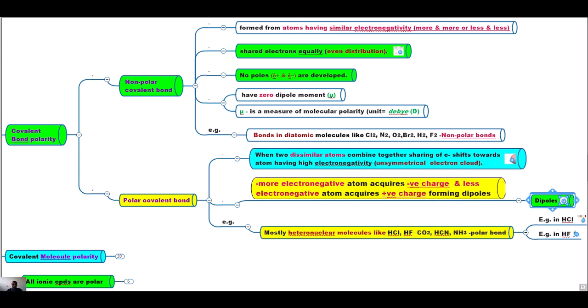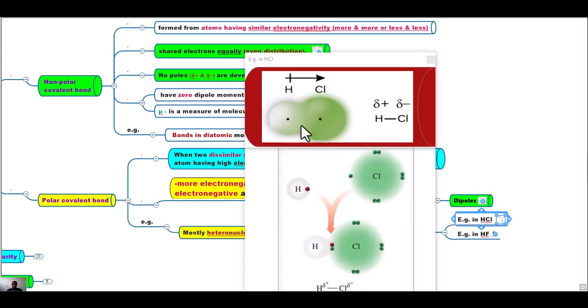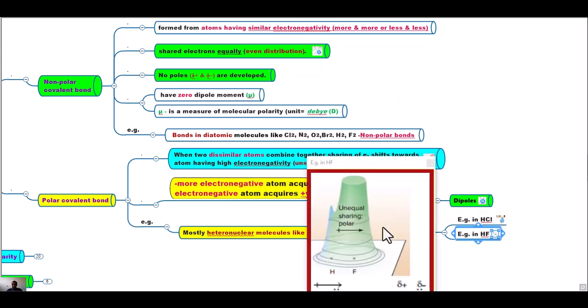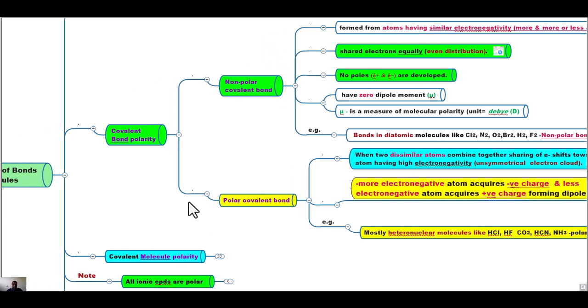Another thing is this polar covalent bond is mostly formed from heteronuclear molecules, that is molecules of different atoms. For example, consider the polar bond in hydrogen chloride, where there is unequal sharing of electrons. Chlorine is more electronegative, so it has more electron density, and its charge is negative for chlorine and positive for hydrogen, and the like. Similarly, for the bond between hydrogen and fluorine, there is unequal sharing of electrons. Fluorine acquires more electron density than hydrogen. This is another example. This is the covalent polarity.